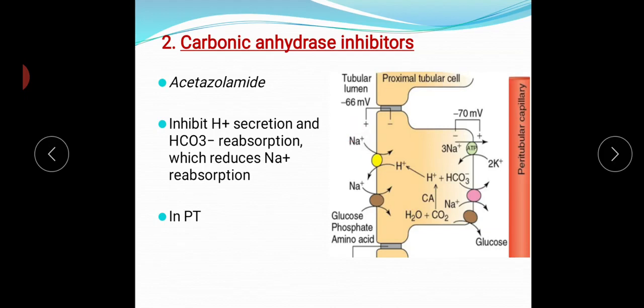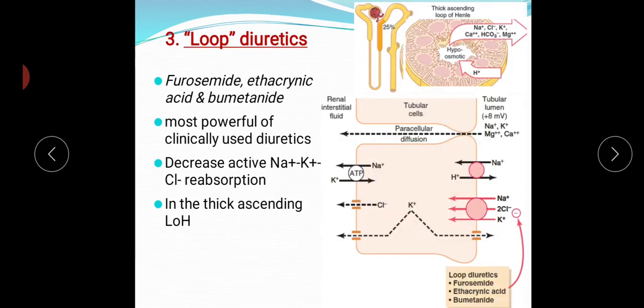So that will increase the osmolarity within this proximal tubule, and secondarily it will prevent the water reabsorption from the proximal tubule as well. In this way these carbonic anhydrase inhibitors are working mainly in the proximal tubule. The most important example of this is acetazolamide, where they are inhibiting the H plus secretion, and they will prevent the HCO3 reabsorption, so reducing the sodium reabsorption.